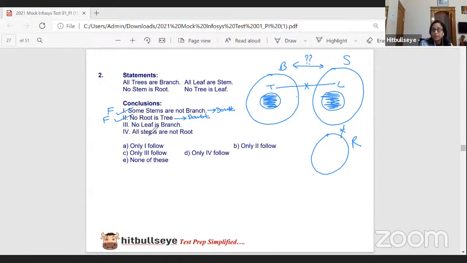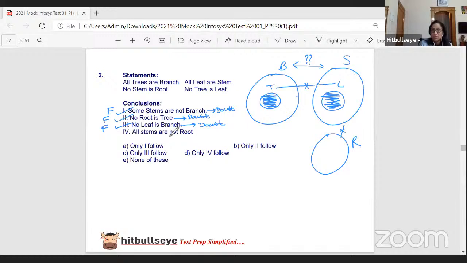Okay, let's go to the third one now. No leaf is a branch. If this outer circle is intersecting with branch, does it make any problem for me? Of course not. The inner circles are not supposed to intersect. And this conclusion is basically enforcing on us that no leaf is a branch. So no leaf is a branch is definitely doubtful. It may or may not intersect. The inner circles are not supposed to intersect, but the inner one with this outer one can definitely intersect or may not intersect. So again, something you are doubtful about is considered a false conclusion.